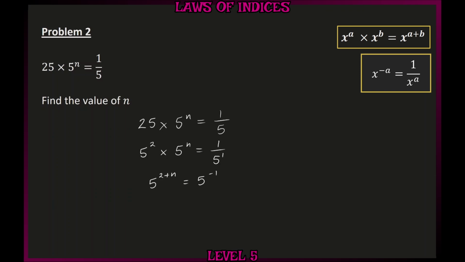Since we now have the same base on both sides of the equation, which is 5, we can say that their powers must be equal to each other. And this means that 2 plus n must be equal to minus 1. To solve this equation, we can subtract 2 from both sides, and we get to our final answer, which is n is equal to minus 1 minus 2, which is minus 3.